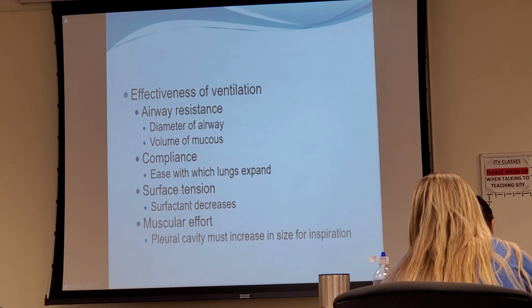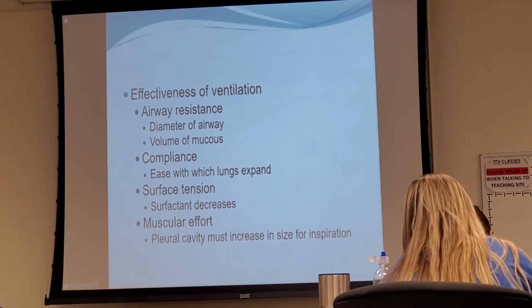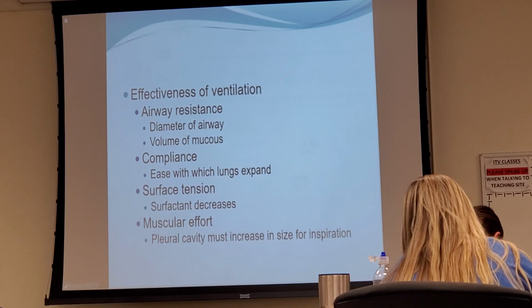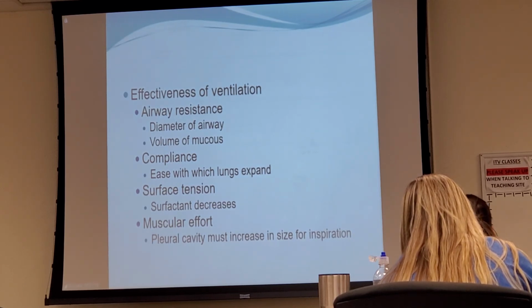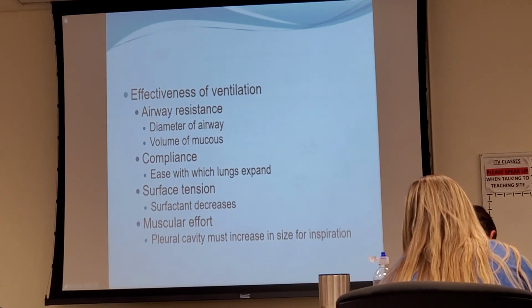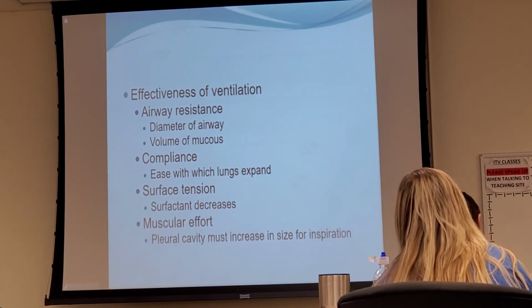And then muscular effort. So the pleural cavity must increase in size for inspiration to occur. And so that muscle effort can be disrupted not just by a respiratory problem, but a neurological problem as well. So a spinal cord injury or a multiple sclerosis individual or some other neurological process can disrupt the ability for a person to take in their breath or to take in an adequate size of breath.